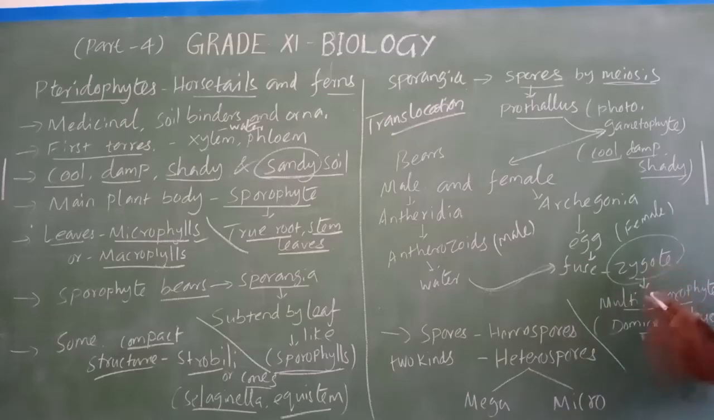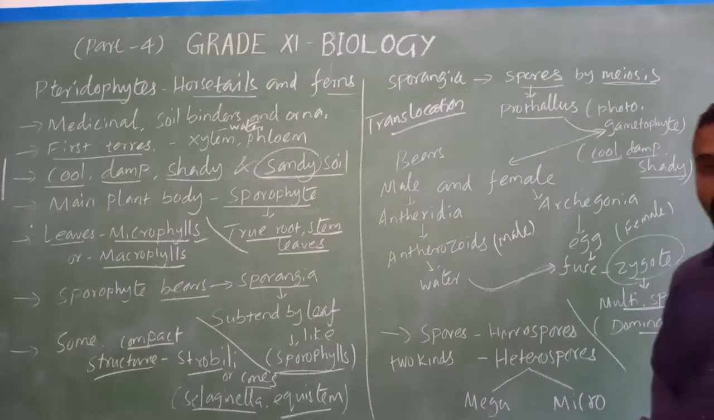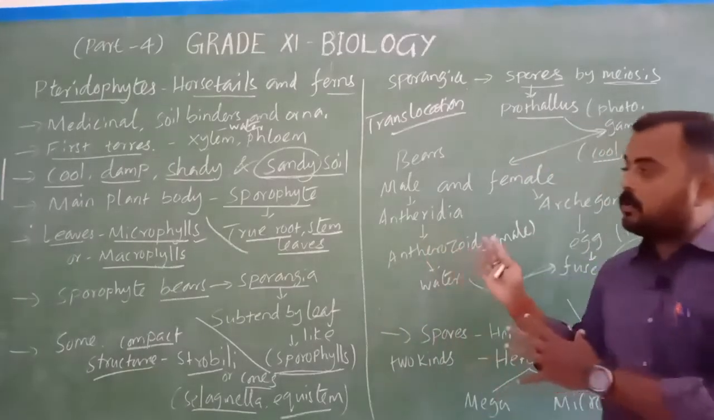From the zygote, the embryo will be produced. The embryo grows as a multicellular sporophyte, it is the dominant phase. It is what? Dominant phase. Up to this, do you understand?